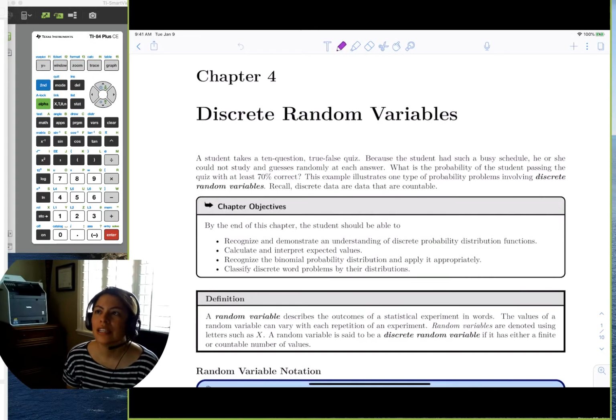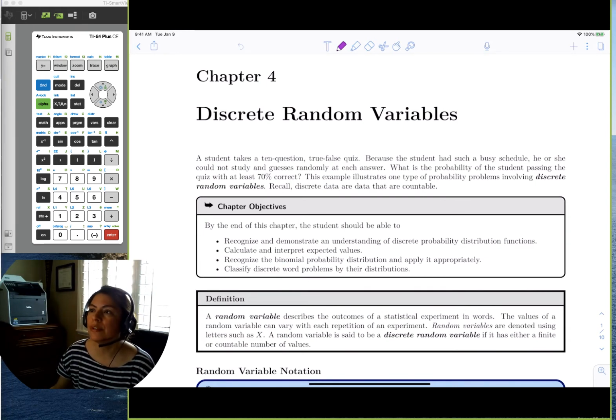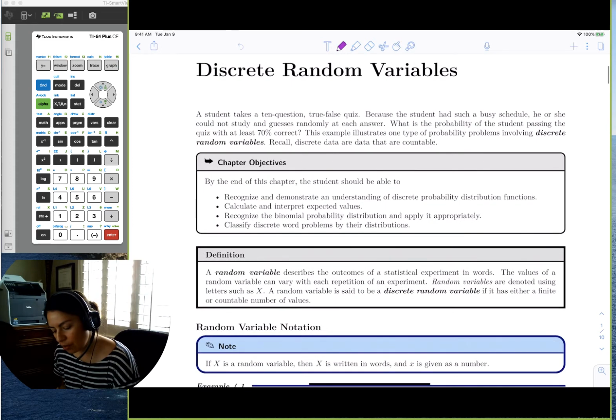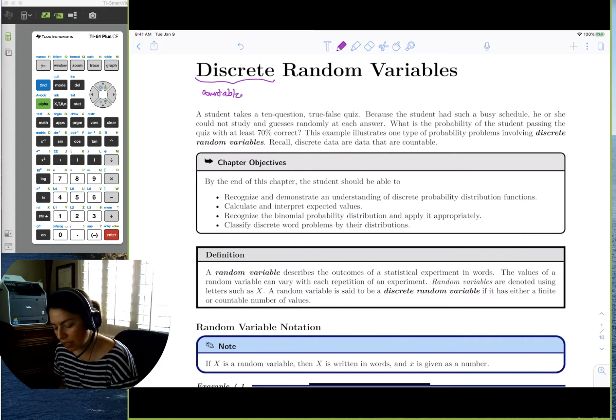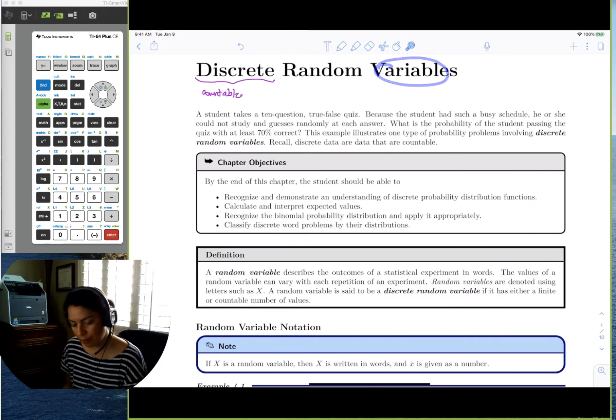Hi. So in this chapter, we're going to talk about discrete random variables. And discrete random variables are exactly what it shows, right? Discrete meaning, remember, the countable numbers. Random meaning we select at random, and then the variable.